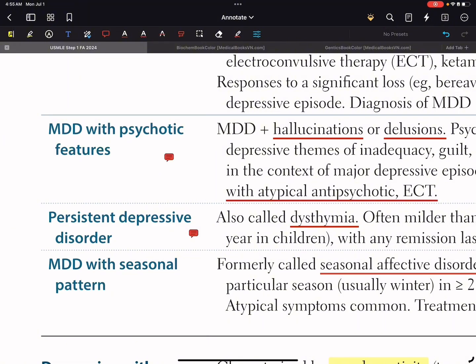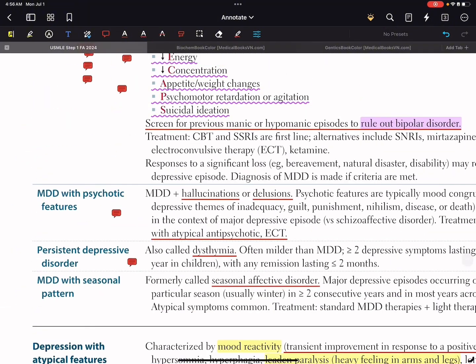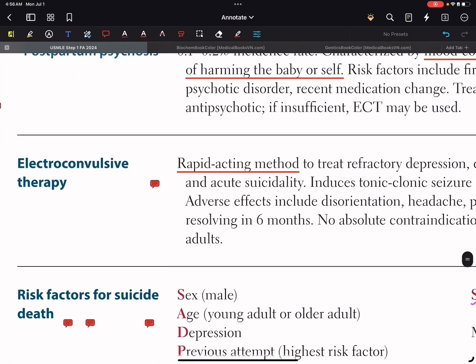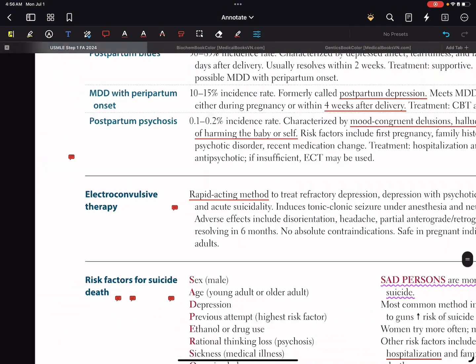Persistent depressive disorder is more than 2 years, as I said. So the patient will be having MDD symptoms that started like 3 years ago. Postpartum blues will have started just 2-3 days after delivery, and it's related to crying, tearfulness, and all of that. ECT is for a patient having a plan to kill himself who has been depressed for a long time, and that was the fastest way. Now, risk factors for suicide death.